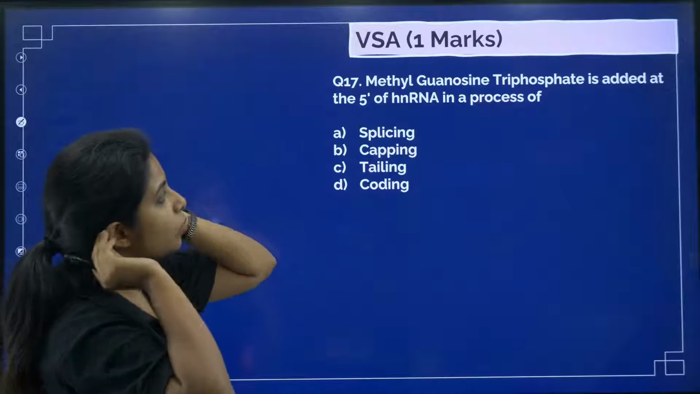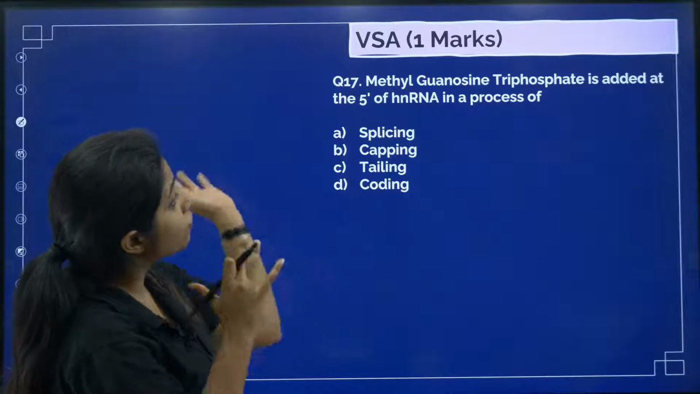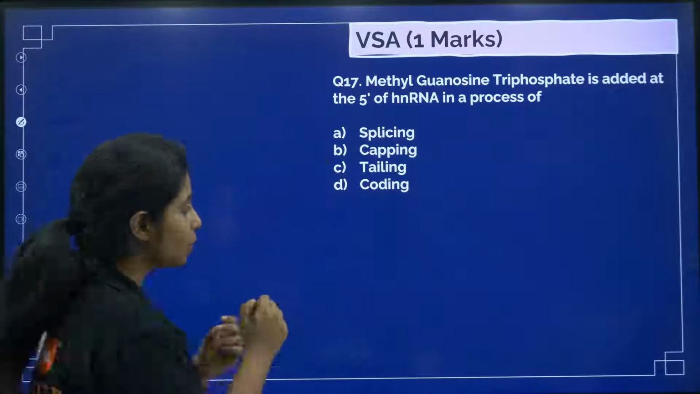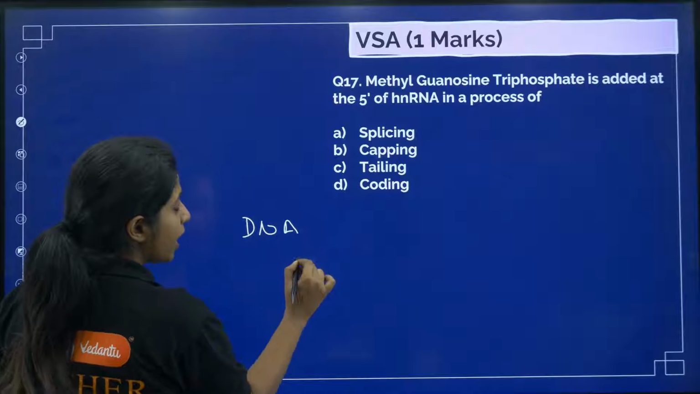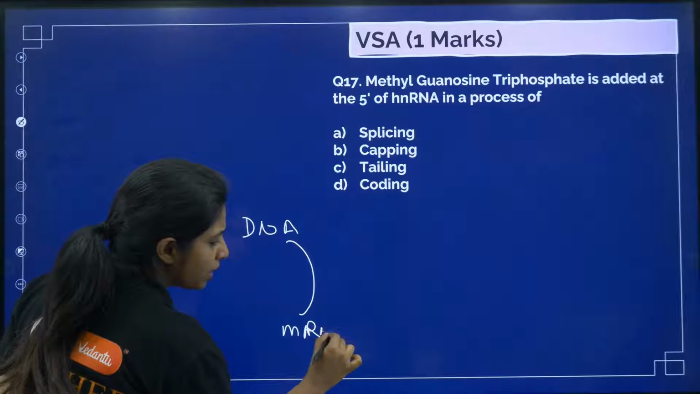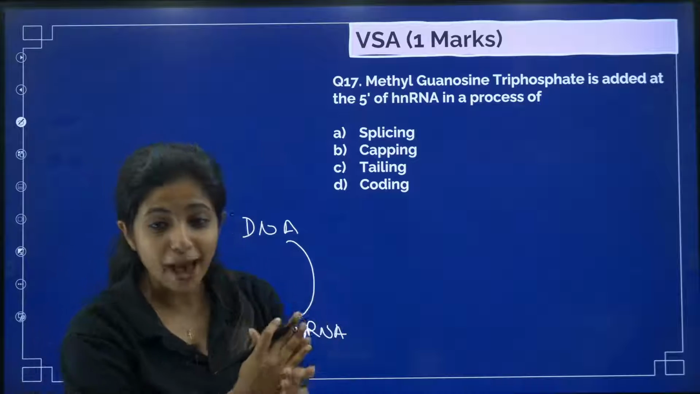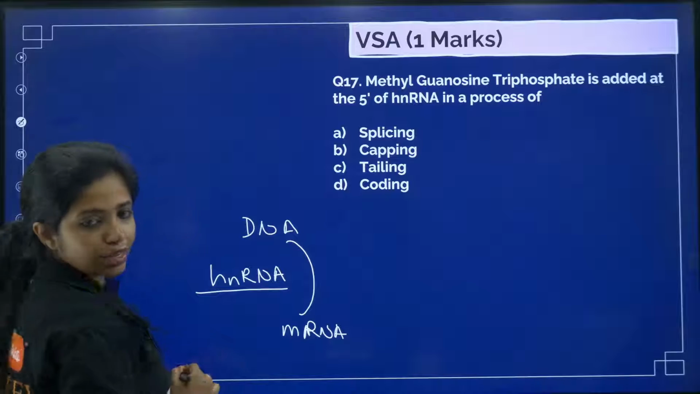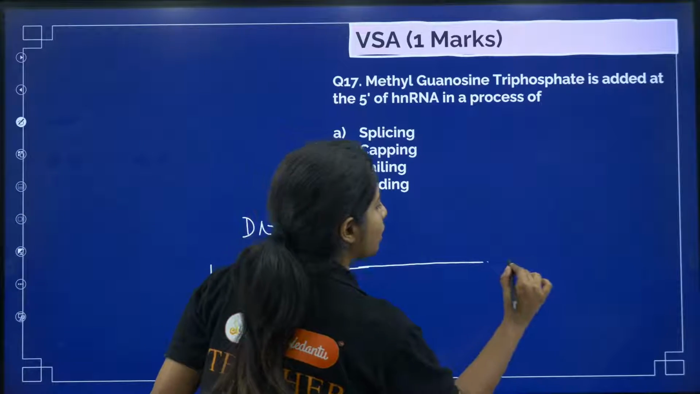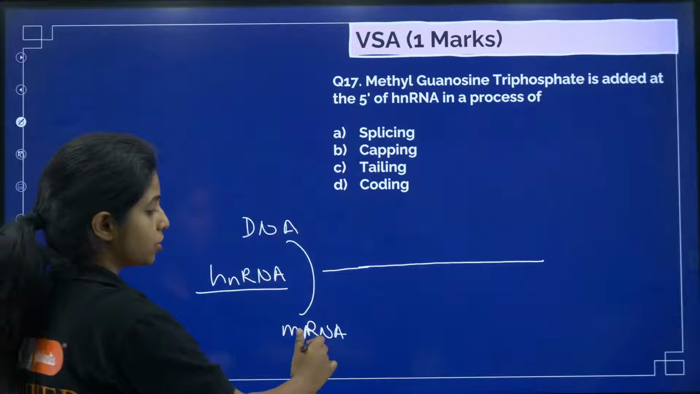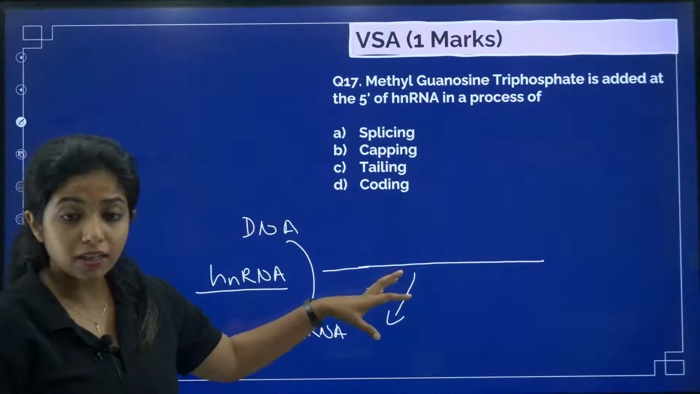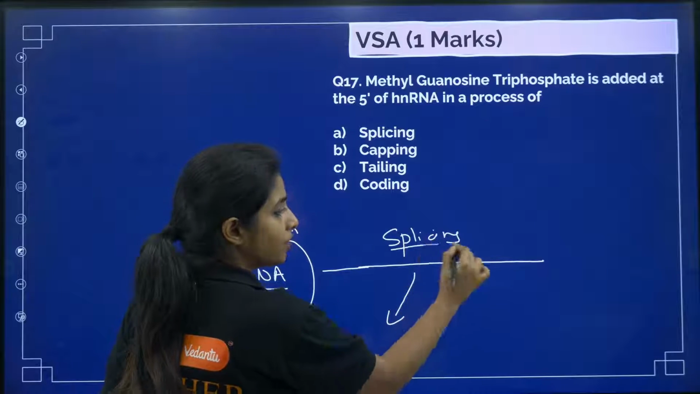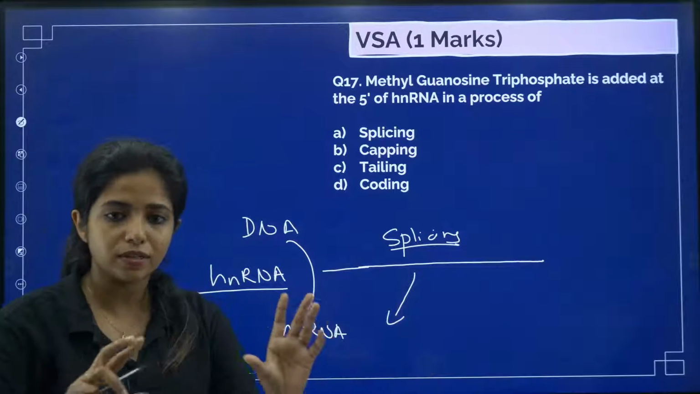17th question. Methyl guanosine triphosphate is added at the 5' end of hnRNA in a process of... What is hnRNA? When DNA transcribes to form mRNA, does it actually form mRNA immediately? No. Actually it forms hnRNA, heterogeneous nuclear RNA, which has the introns and exons. This undergoes a lot of processing to form mRNA. Splicing is the first thing that happens, where introns are removed and you just have the exons, the coding sequences, together.